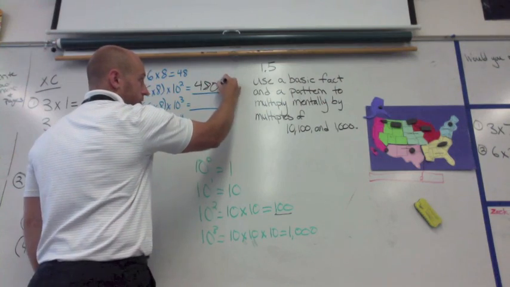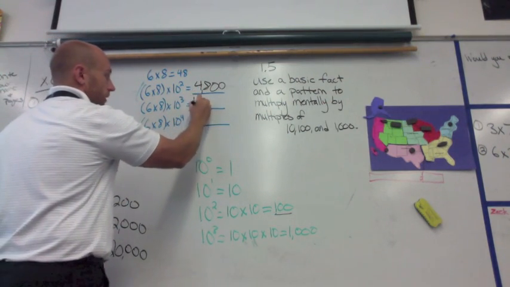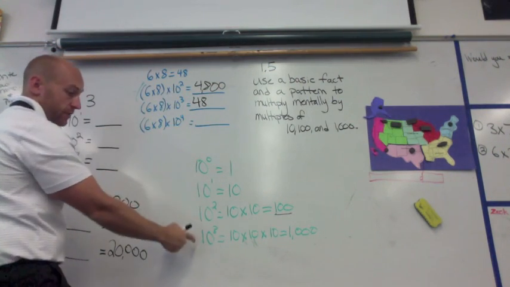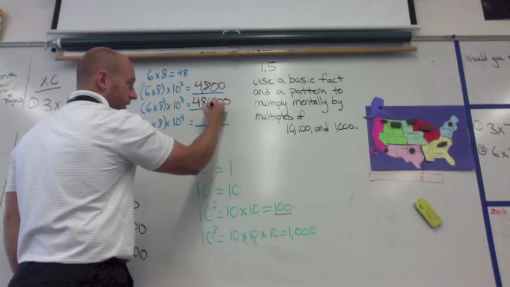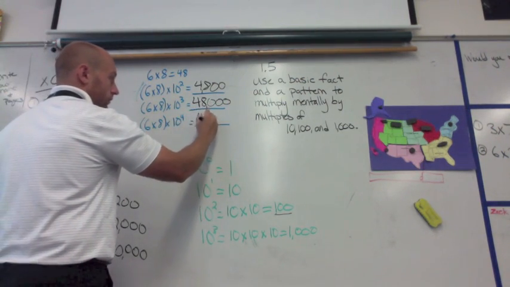So 1, 2. The next one, it's the same thing, 6 times 8, so we start with 48. And now we have 10 to the power of 3. Well, 10 to the power of 3 is 1000, so we add 3 zeros. And there's our comma.